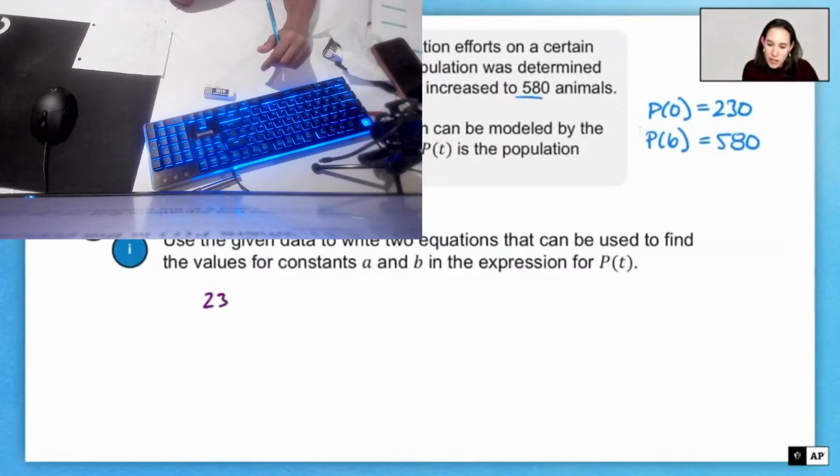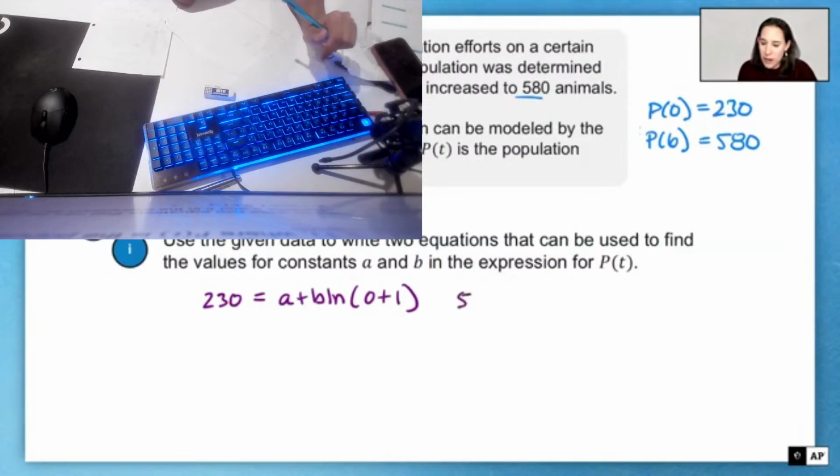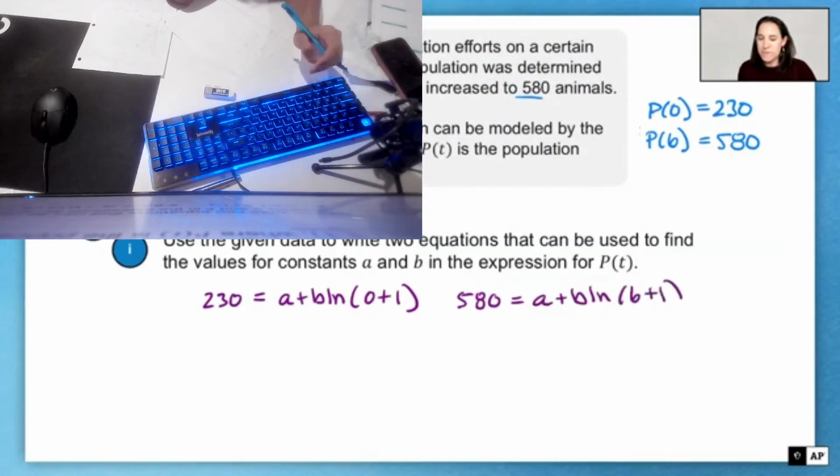So 230 has to equal a plus b ln of 0 plus 1. My second equation I'll get from plugging in 6. And when I plug in 6, I should get an output value of 580. So I get 580 equals a plus b ln of 6 plus 1.